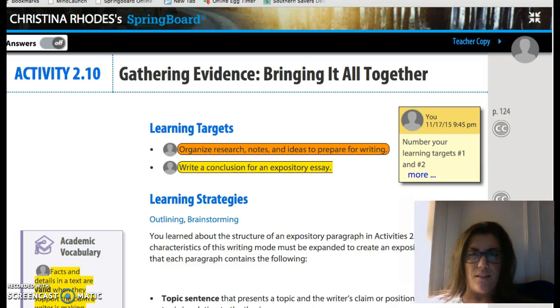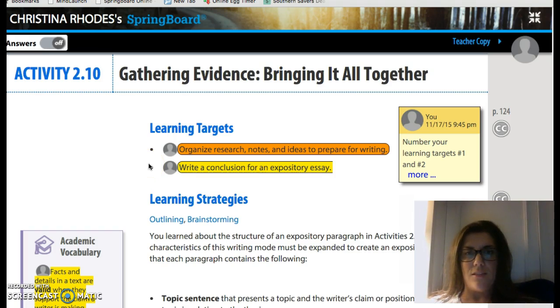Hi guys, this is lesson 2.10. We are on page 124. Please put your finger on your learning targets. We have 2 of them today. Please number the first one number 1, your second learning target number 2.